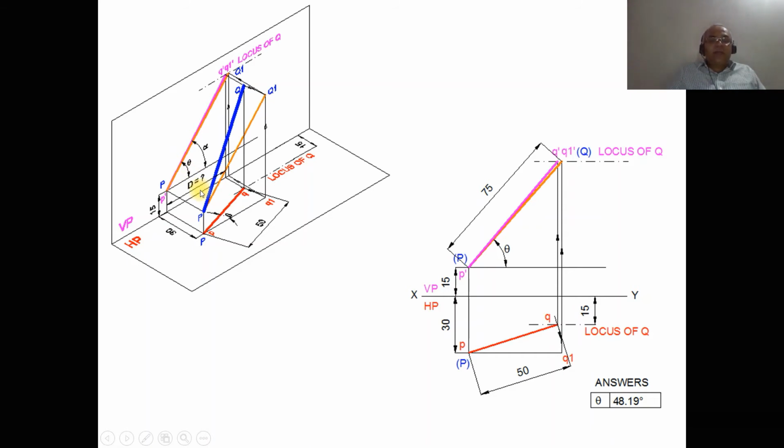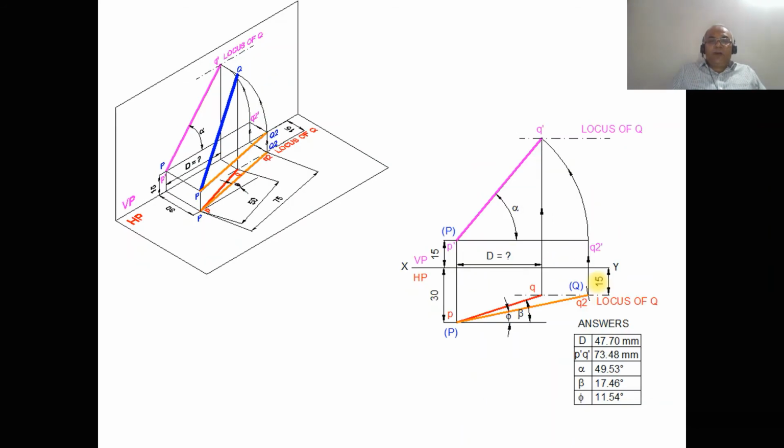So this is how you can analyze in 3D, but here also we can see in the top view you are making rotation and making it parallel to VP, and you are projecting so that you get P dash Q1 dash, which is the true length in the front view. So you will be able to measure the true inclination with respect to HP. This is how you can analyze both in 3D as well as in the orthographic view stepwise.